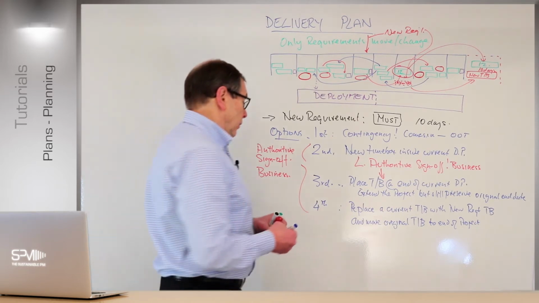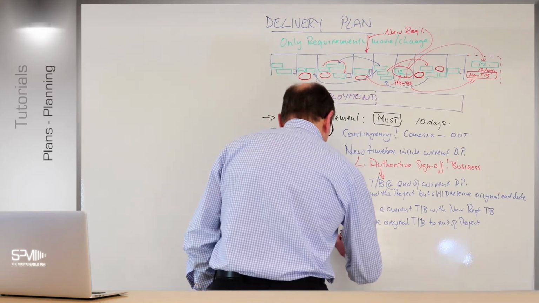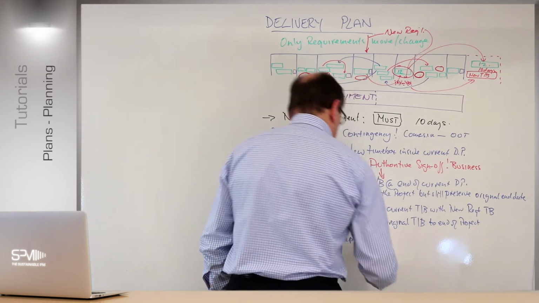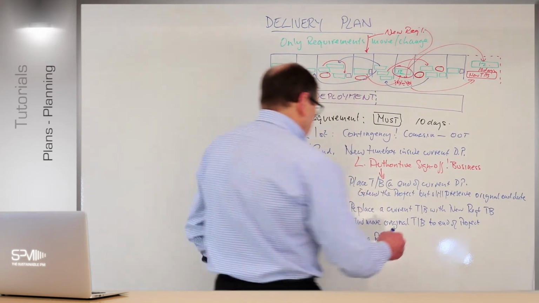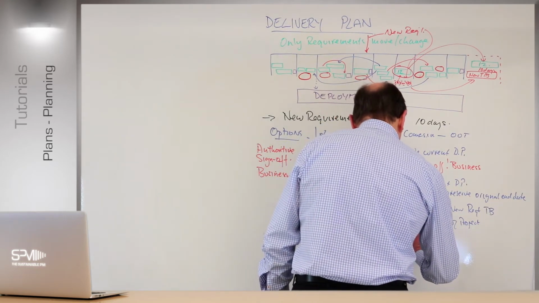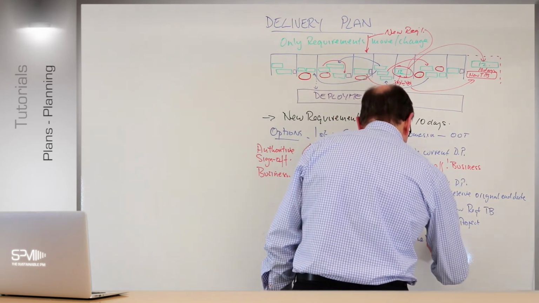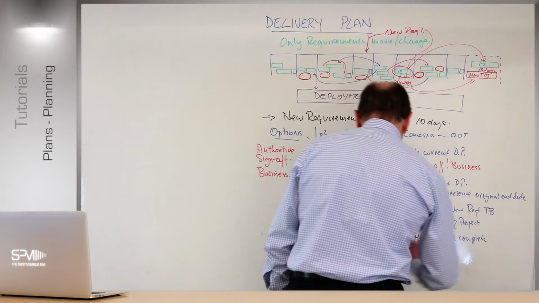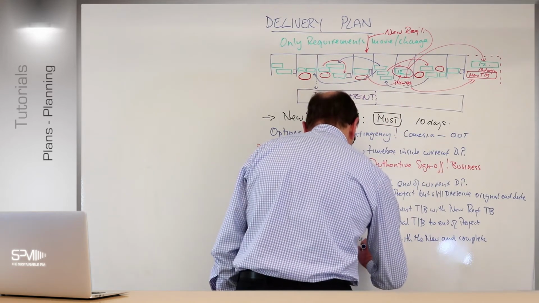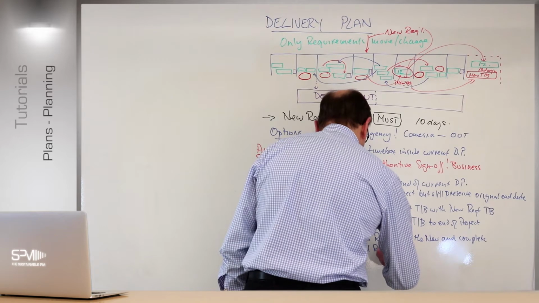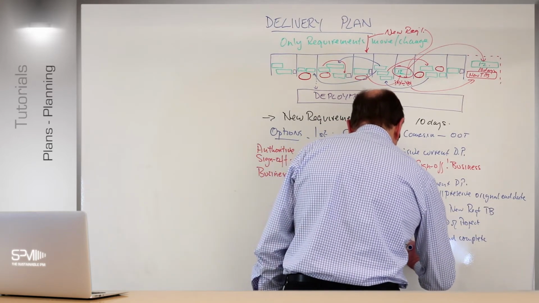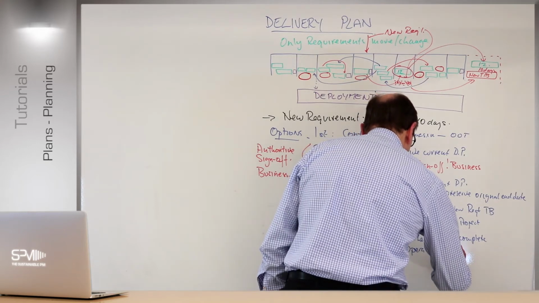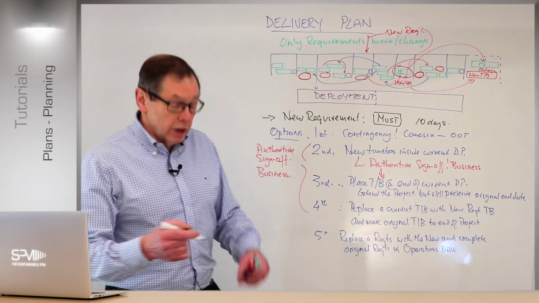Right? The fifth one, as I said, is replace a requirement or a set of requirements, by requirement, it could be a high level one, with the new and complete original requirements that is replacing in operations, for example. Operations, BAU, business as usual. So we've got these really different ways of looking at it.